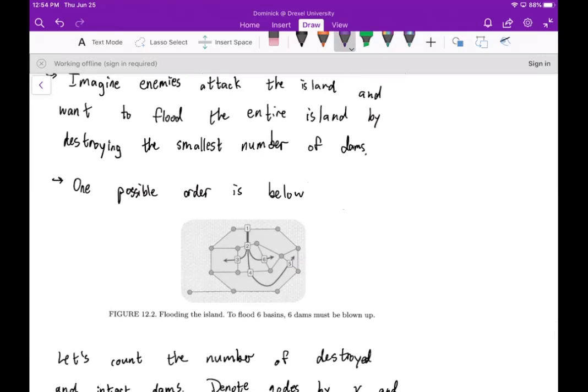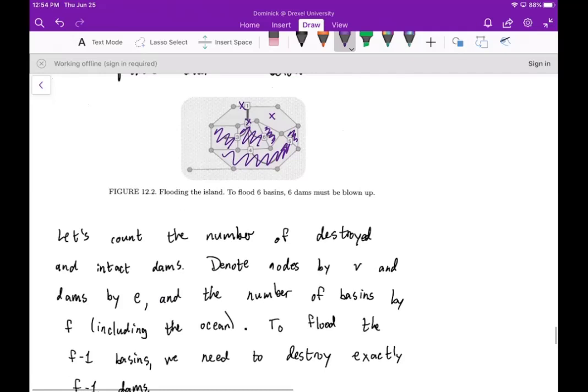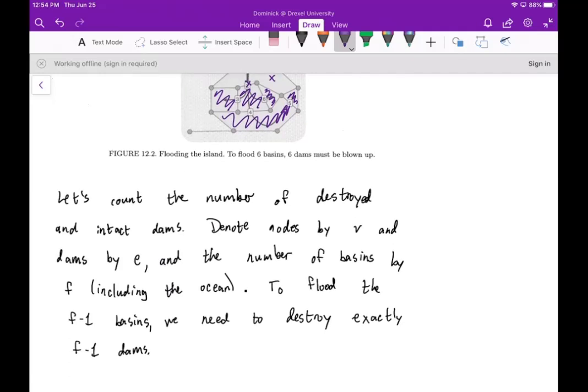First, break down this dam that would flood this area. Then break down 2, which would flood this one. 3 would flood this one. 4 would flood this one. 5 would flood this one. And then breaking that dam would give us the 6 that we need. Okay, so it looks like we needed to destroy 6, right?